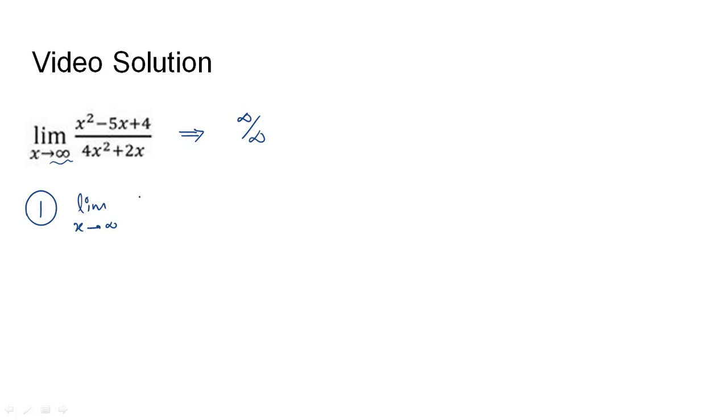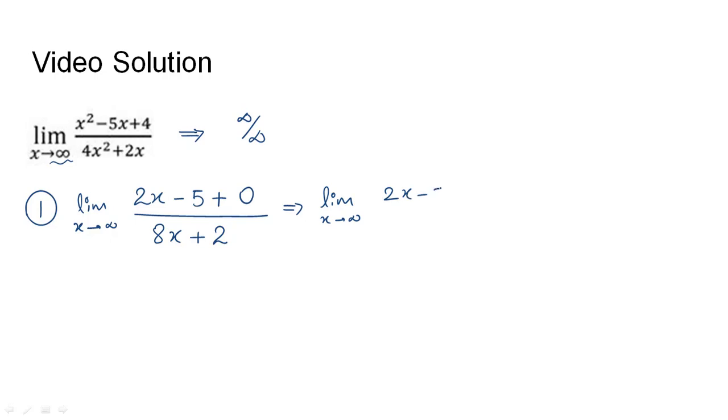When we differentiate the numerator, we would get 2x minus 5 plus the differentiation of a constant, which will be 0, divided by the differentiation of 4x square, which would be 8x, plus the differentiation of 2x, which would be 2. This would give us limit x tending to infinity of (2x minus 5) over (8x plus 2). When we substitute infinity in this, we would get infinity by infinity form again. So we need to differentiate it once more.